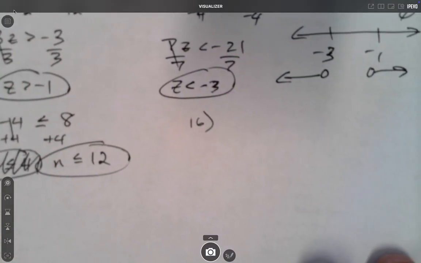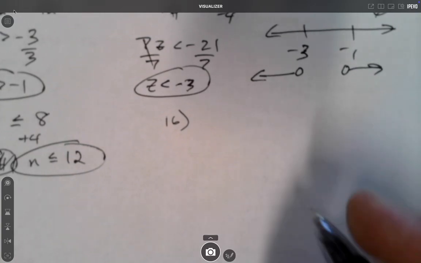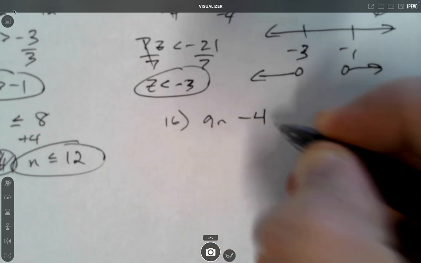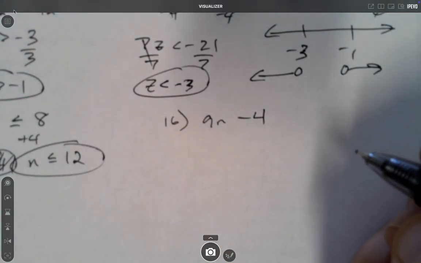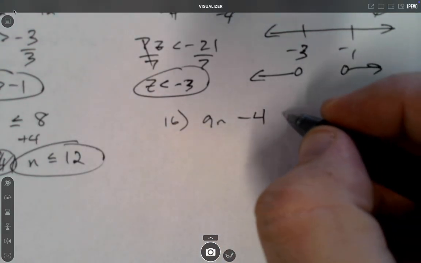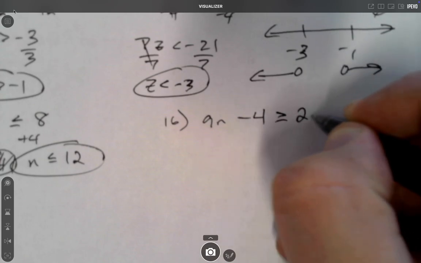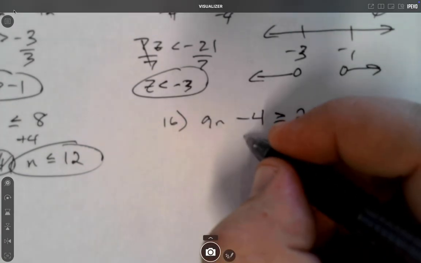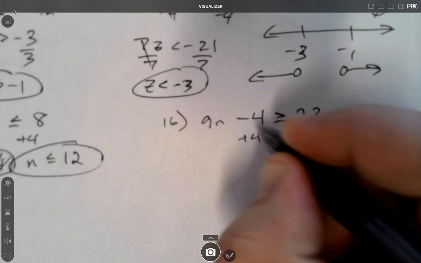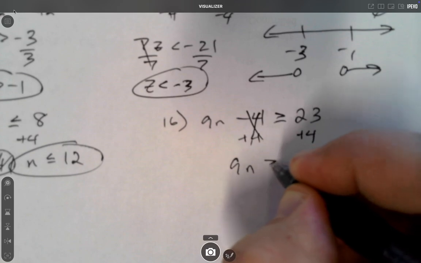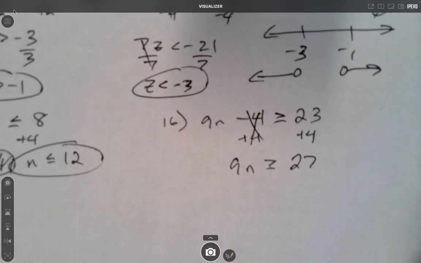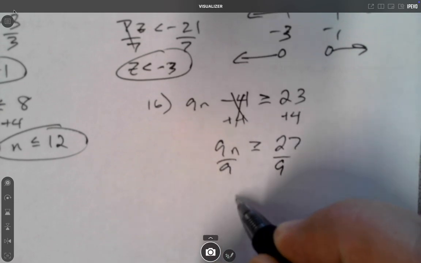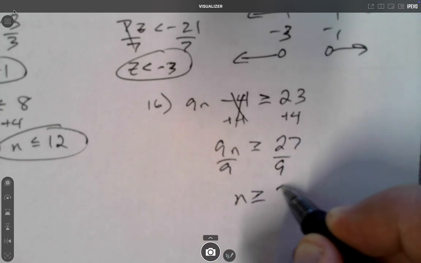Okay, for 16, 9 times a number decreased by 4 is at least 23. So if it's at least 23, that means it's 23 or more. So we would say greater than or equal to 23. Then we add 4 to both sides. Get 9n greater than or equal to 27. Then we divide both sides by 9, and we get n is greater than or equal to 3.